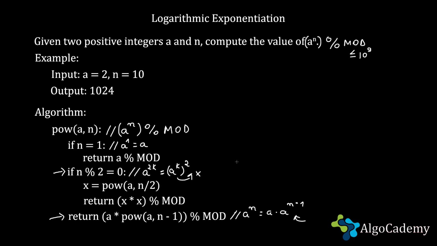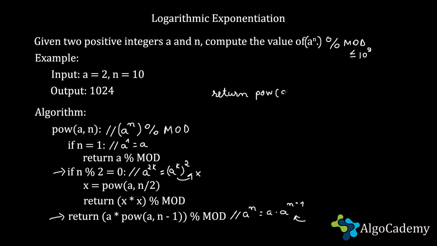Let's see what the time complexity of it is. To come up with the time complexity, we have to think about what the function calls look like. When I receive in the input the integers a and n, the only thing I have to do to solve the problem, after I have implemented the function pow, is just to return pow of a and n.